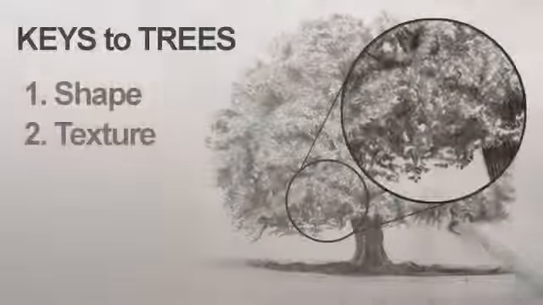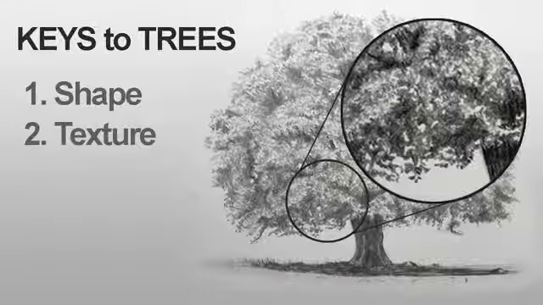Now, once we've got these shapes in place, it's time to move on to the next key to drawing trees, and that's the texture. Texture is clearly dictated by the marks that are made on the surface, but other factors are at play as well. For example, the surface texture of the paper itself will play a role, and of course, value and the relationships of the dark and light values also plays an important role in creating the illusion of texture.